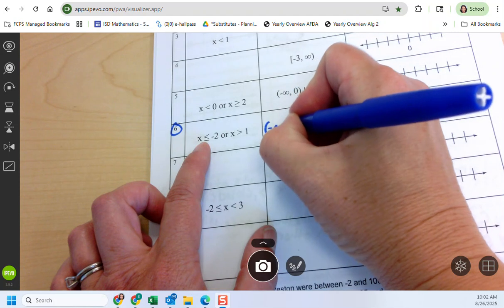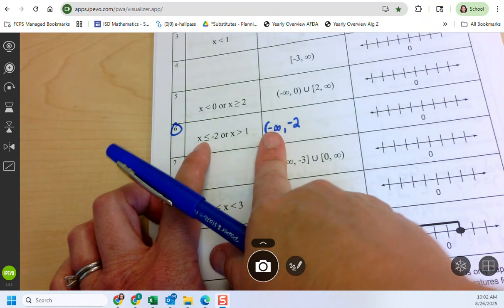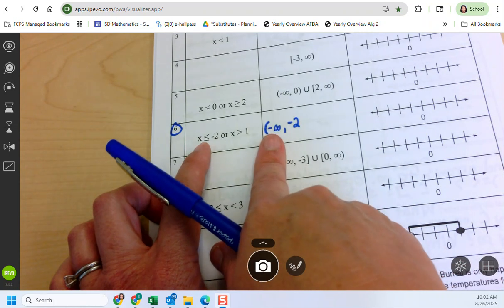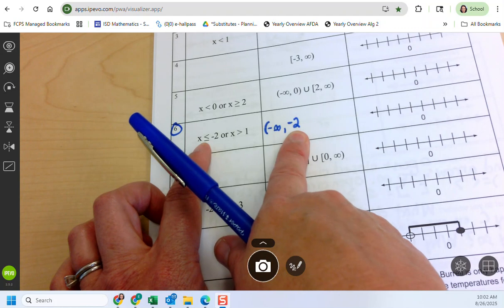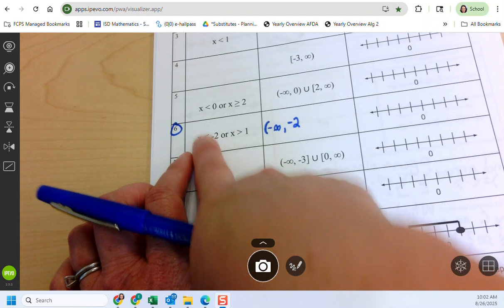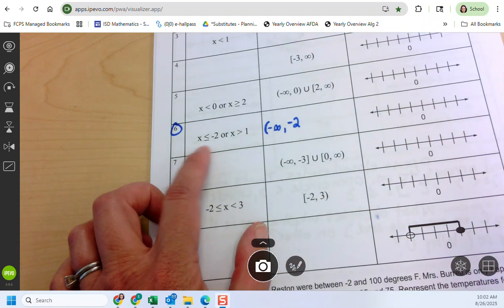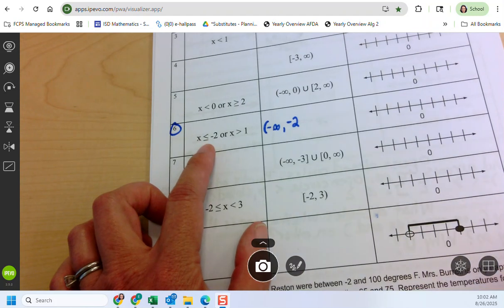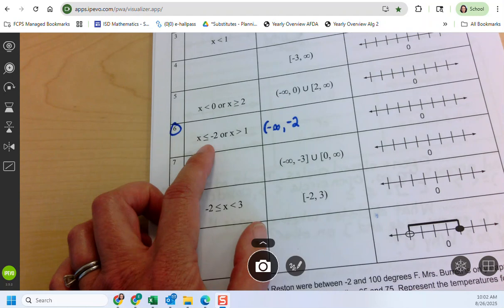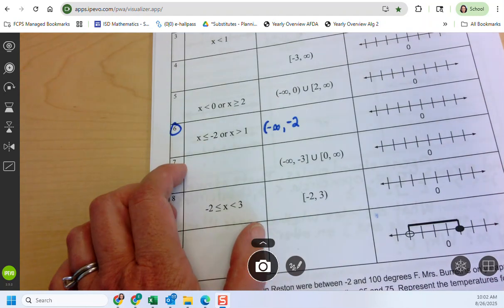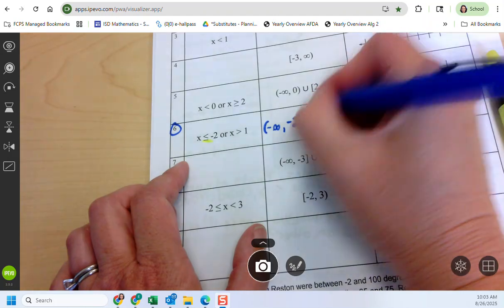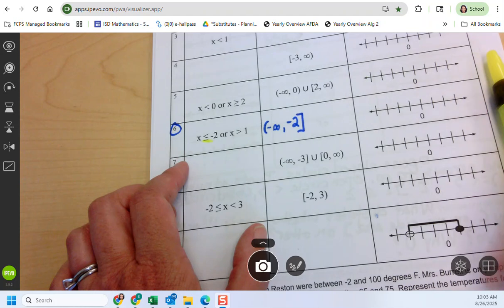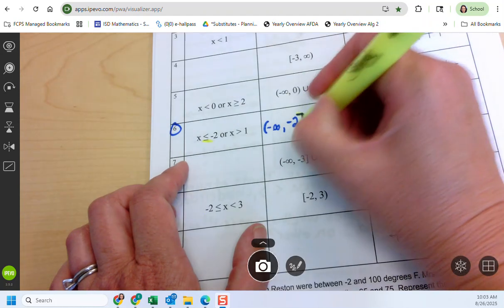Now, question. -infinity is always going to get a parentheses because you can head towards infinity, but you can never get there. But the -2 might have a parentheses or it might have a square bracket. So what about this symbol here tells me if it's parentheses or square bracket? It's a square. Let's give her a chance. Say it. If it has an equal to? Yeah. Because we have an equal sign right here, we also know that we have a square bracket. So that equal sign is what created our square bracket.